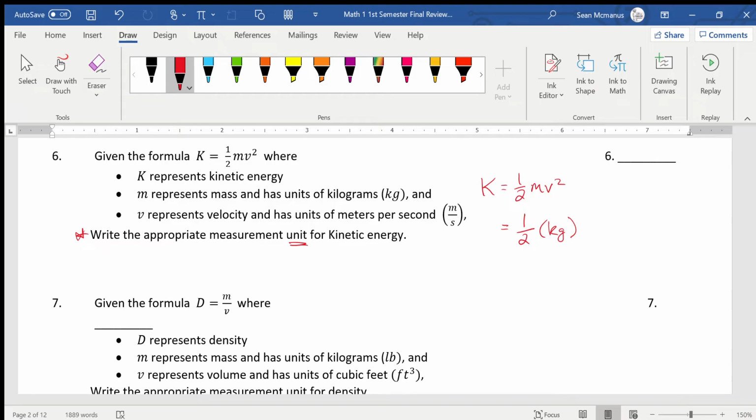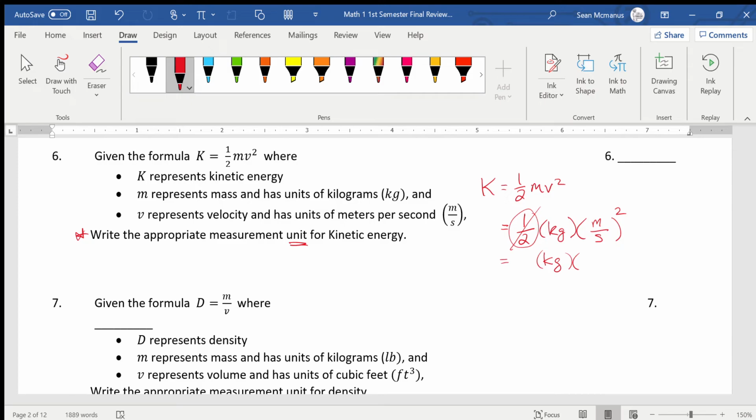And velocity is meters per second, and it's squared. So if I'm thinking about just the units, I can kind of forget about this part here for a second, and I'm going to end up with kilograms and meters over seconds squared.